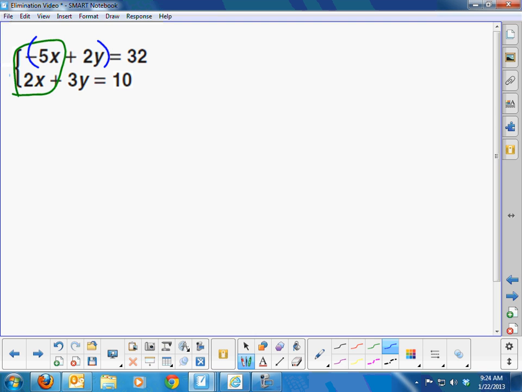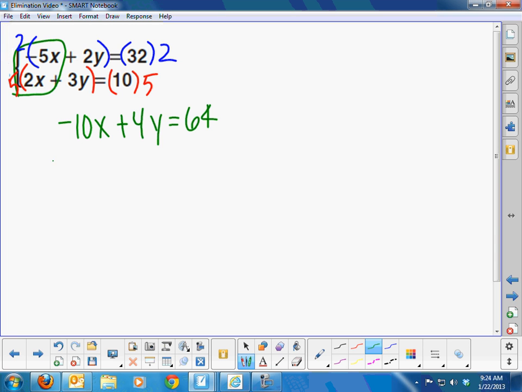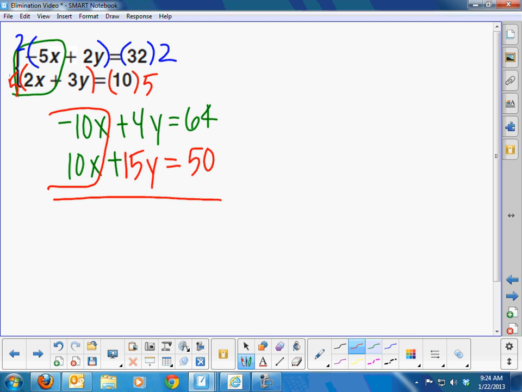I'm going to start here, and I'm going to multiply this equation by 2, the left side and the right side, whereas I'm going to multiply this bottom equation, the left and the right side, by 5 to get positive 10. So when I do that, I get -10x plus 4y equals 64. And then in the bottom, I get positive 10x plus 15y is equal to 50. Now I have opposites. Woohoo! Eliminate those. And I get 19y is equal to 114.